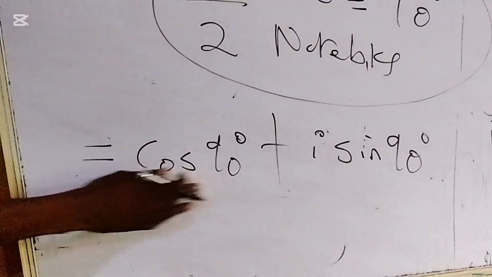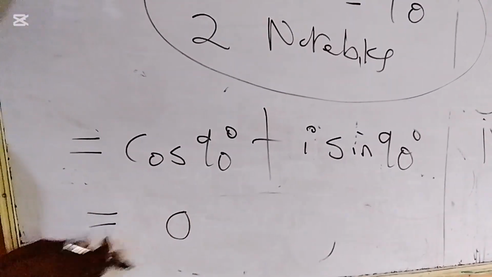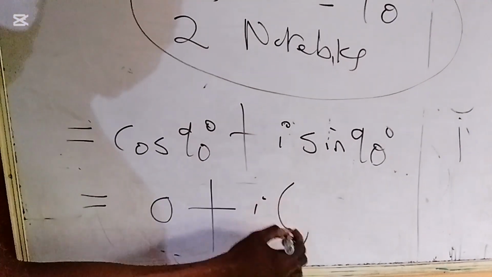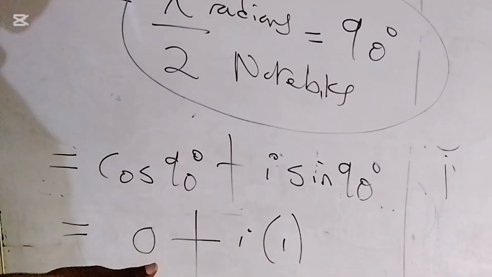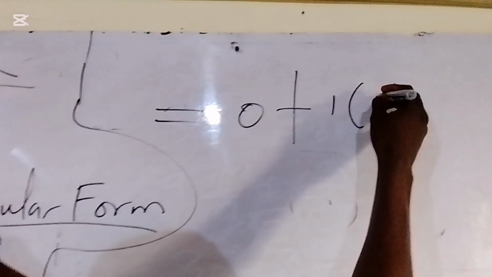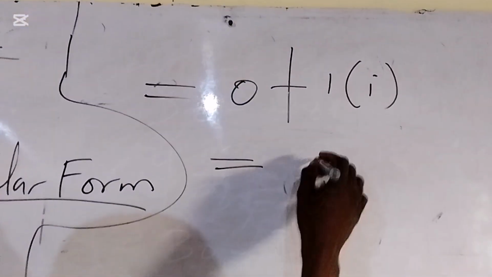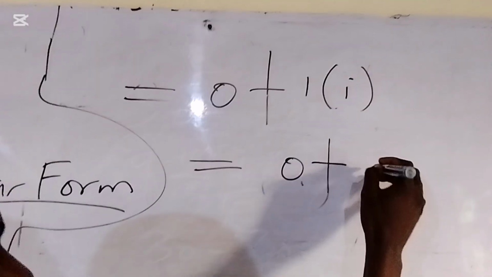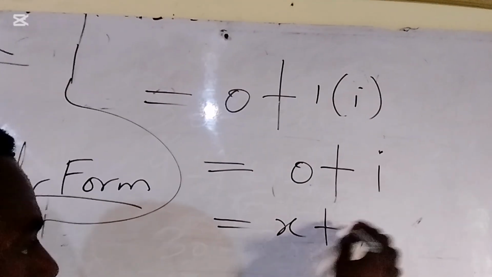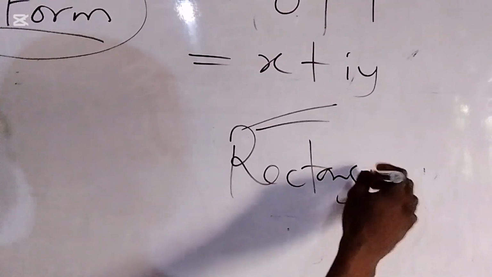Can you tell me what cos 90 degrees is in the calculator? 0. Can you also tell me what sine 90 degrees is in the calculator? It is 1. That means from here, all we get now is 0 plus 1 times i. And the final answer is what? 0 plus 1i. Can you see? Now this thing looks like what? This. Can you see? Now we are done. This is called the rectangular form. It's called the rectangular form.